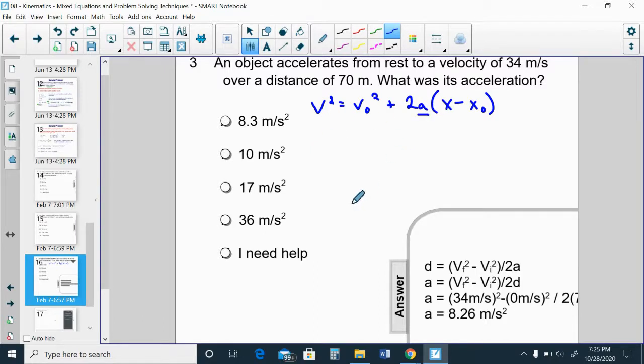Now we know that we're accelerating from rest, so that initial velocity is going to be 0. Final velocity we know. We know that initial position is going to start from 0 since we're accelerating from rest. And we're provided final position, which is 70 meters. So since we want to solve for acceleration here, v squared equals 2ax.